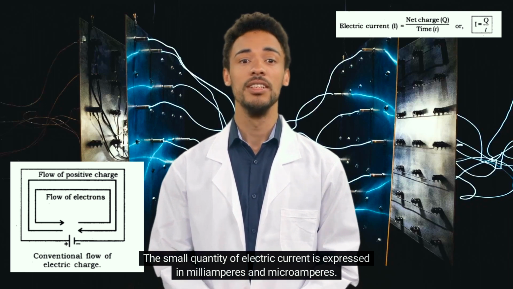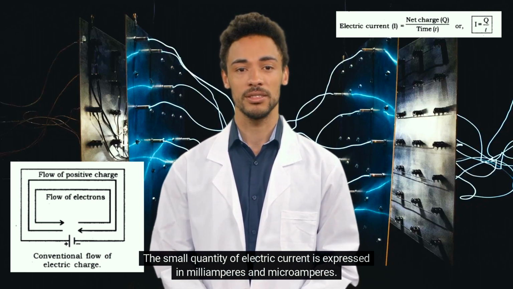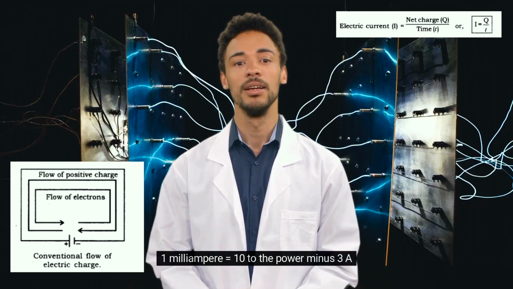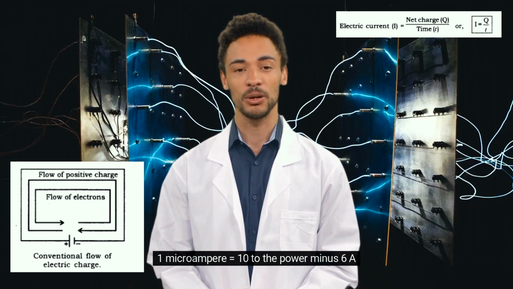The small quantity of electric current is expressed in milliamperes and microamperes. 1 milliampere equals 10 to the power minus 3 A. 1 microampere equals 10 to the power minus 6 A.